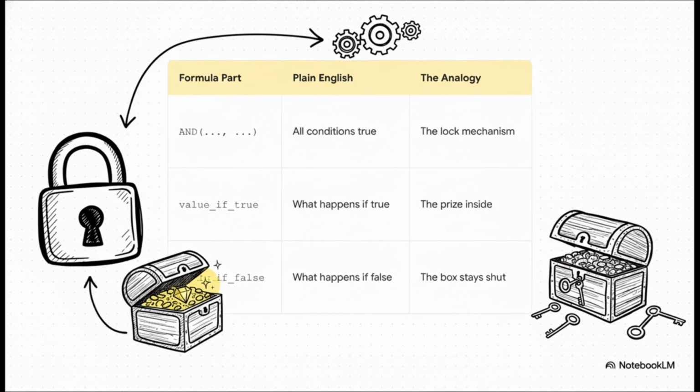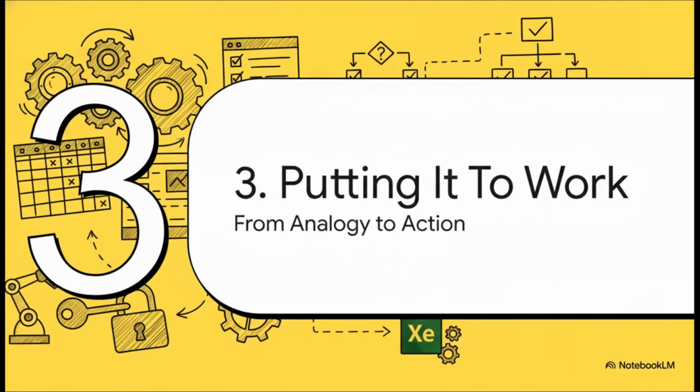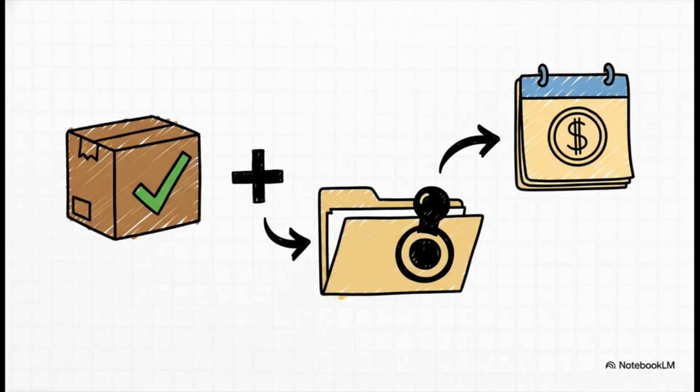This is the fun part. Let's take this logic and solve some common real-world problems. We're going to move from the idea of a lockbox to actually getting stuff done and automating our work. Example 1, order status. Here's a classic business scenario. We can't close an order just because it was delivered, right? We also have to get paid. Both of those things have to be true. This is a perfect job for our two-key lockbox.